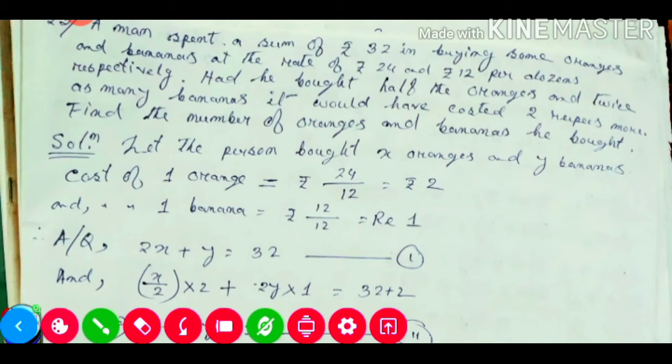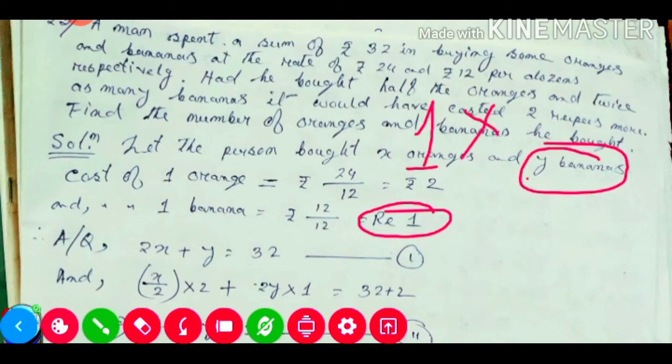And the price of 1 banana is rupee 1. So 1 into how many bananas he bought, y number of bananas. We don't know how many y. So 1 into the number of bananas, 1 into y, that means y only. So 2x plus y, at that time its cost is 32. So 2x plus y is equal to 32. This is our equation number 1.